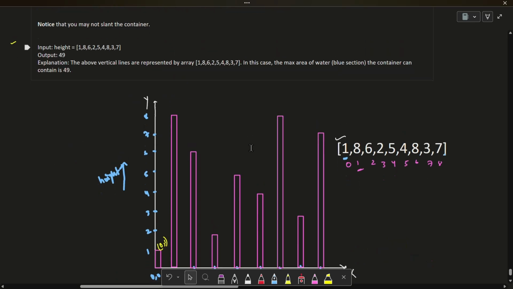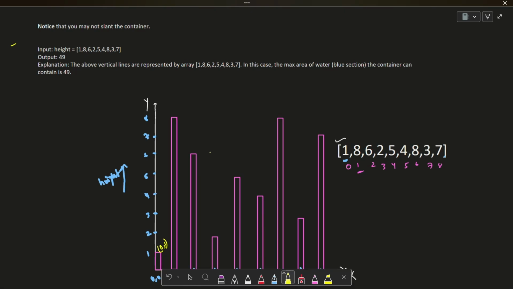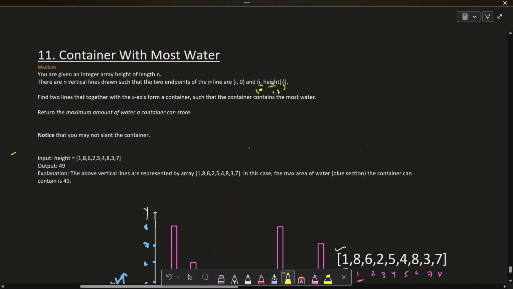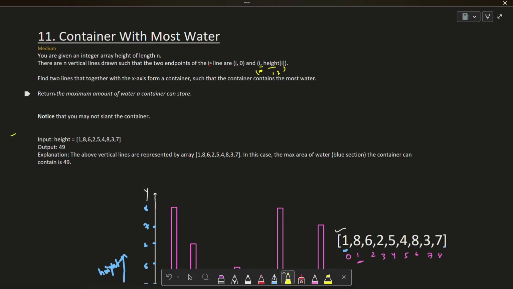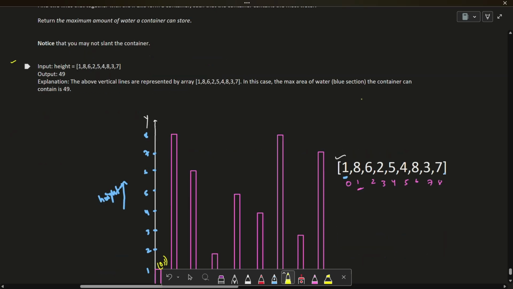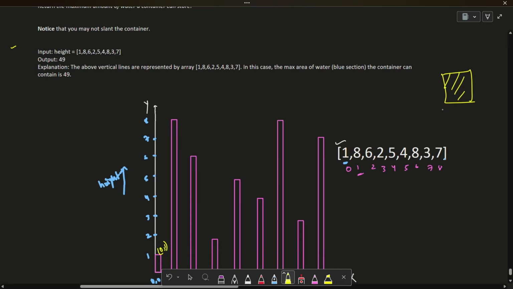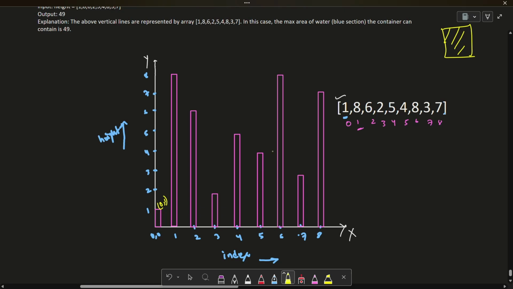Now the question is to find two lines that together with the x-axis form a container, such that the container contains the most water. Container means what? This is a container, right? We can consider this as a container. So from these lines, we will consider any two lines and form a container. Let's consider any two lines, this line and this line. Now let's form a container. This will be the container.